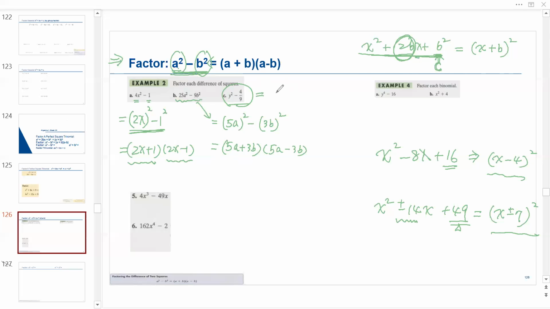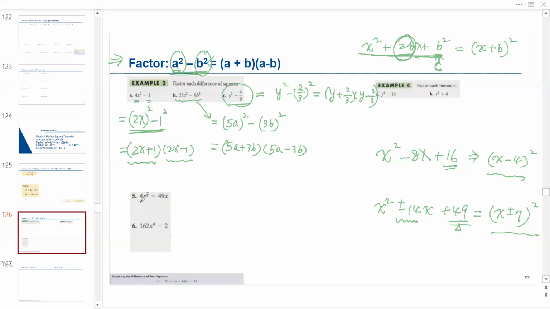So here you can change it into y squared minus 2/3 squared, right? So this one can be changed into y plus 2/3, y minus 2/3. Right? So with this kind of situation, it makes it much easier. All right, so let's see number 5 here.